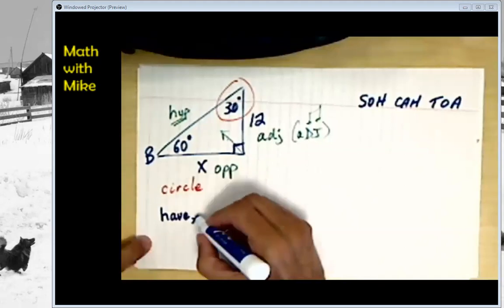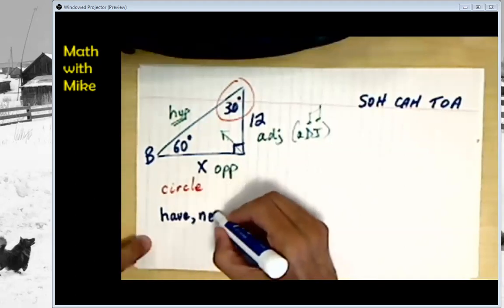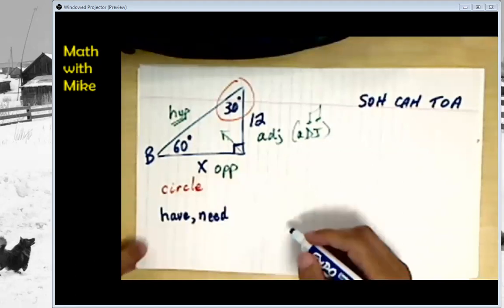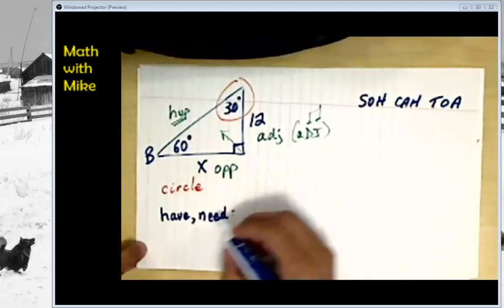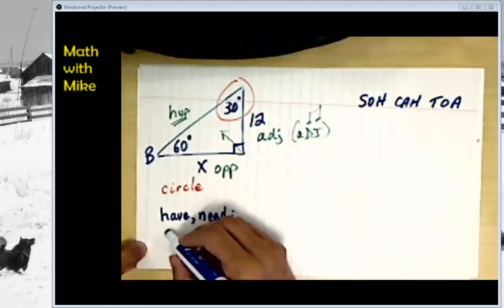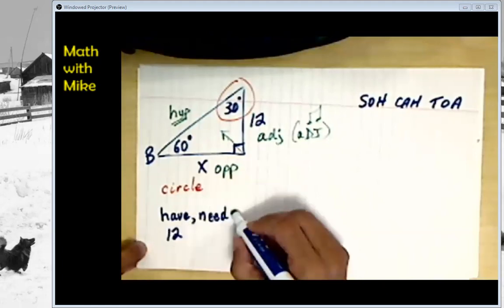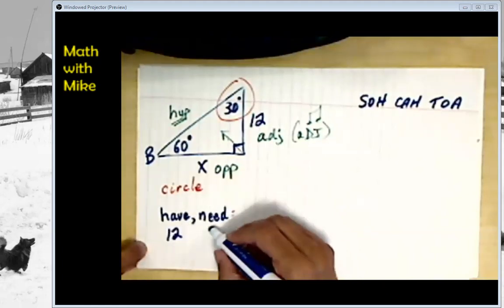That's right. So we've got have, we've got need. Those go along the same lines. We got 12 for the have, put it here actually. And then for the need, we got X. That's what we're going for.